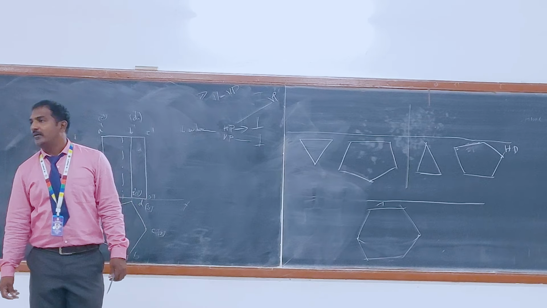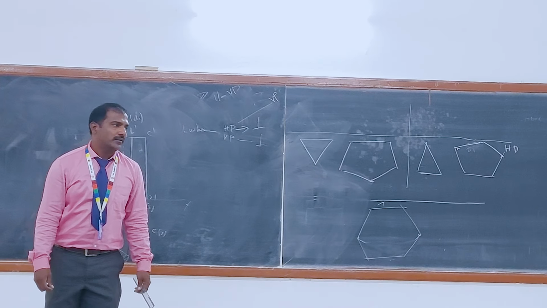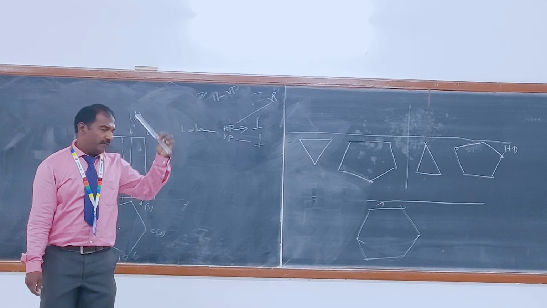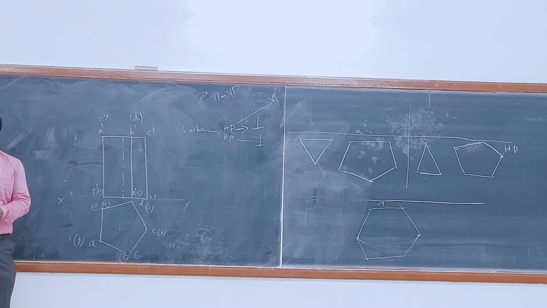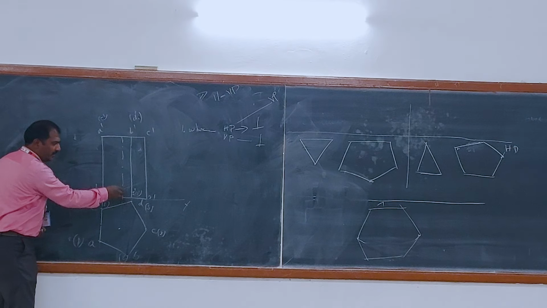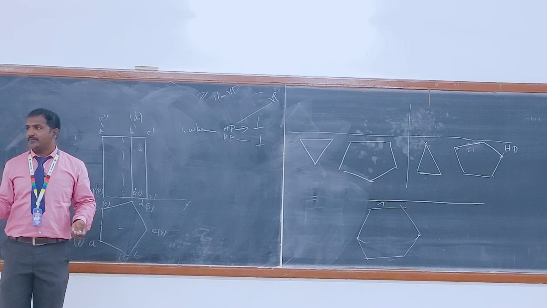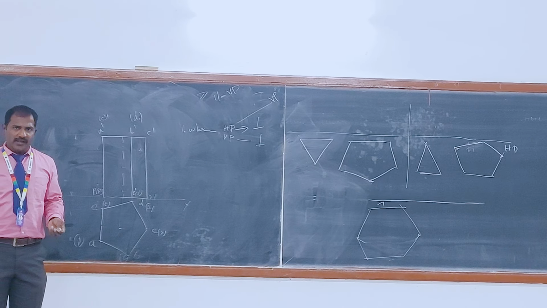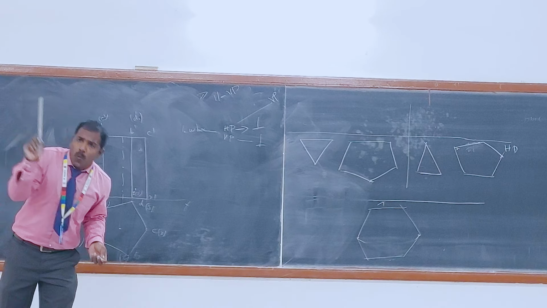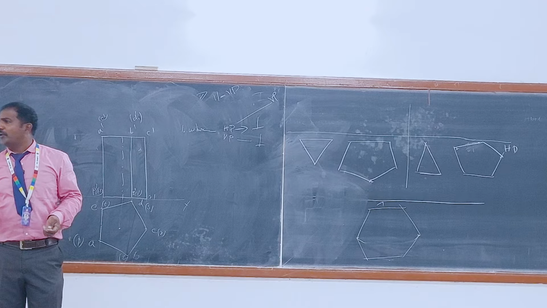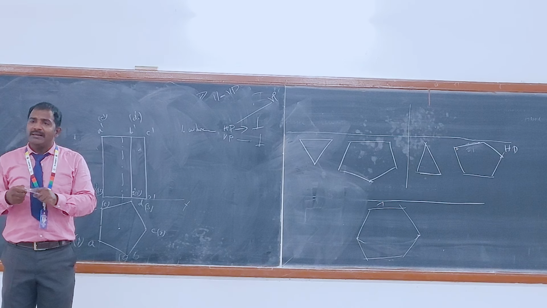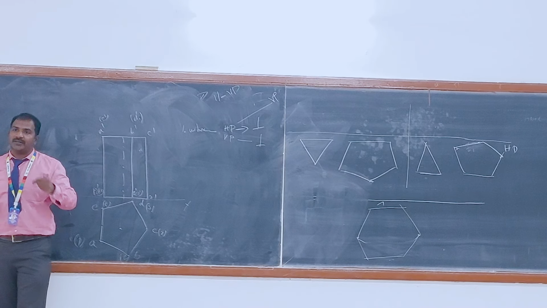So where do we cut? On HP or VP? On VP. Look at the diagram. Many possibilities are there. But we have to fix one, because we are going to have only one cutting plane. So I fix the cutting plane to meet the axis. One more condition.